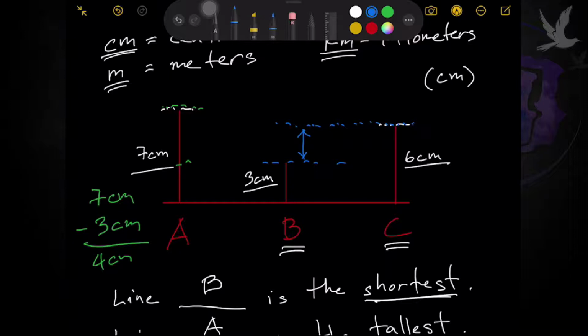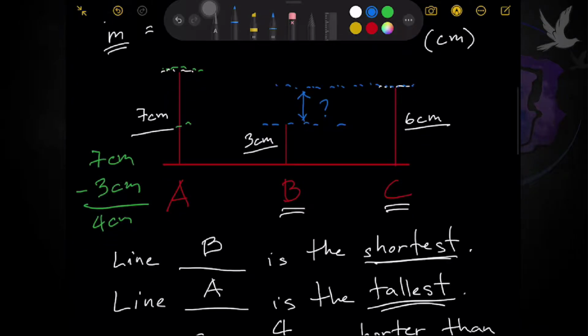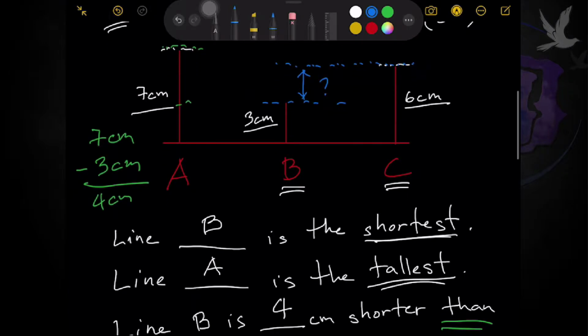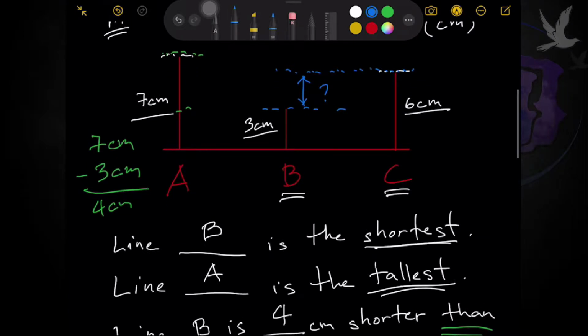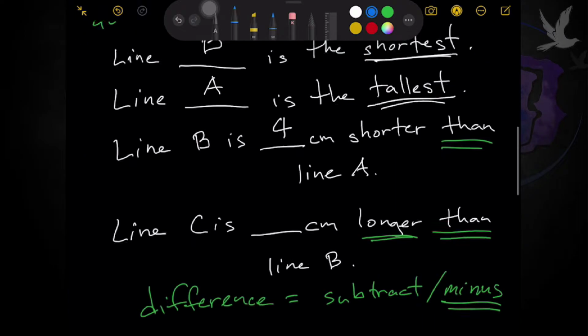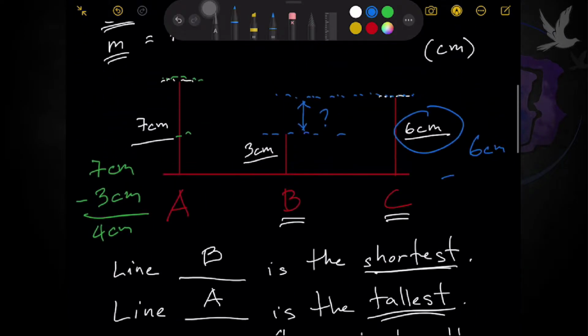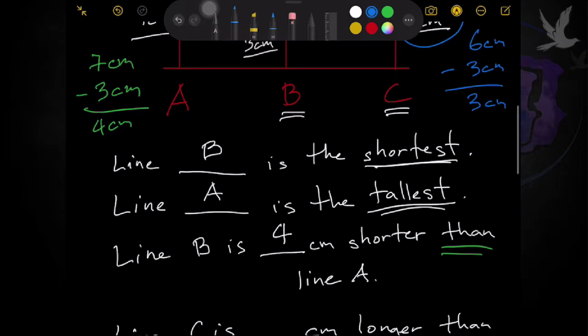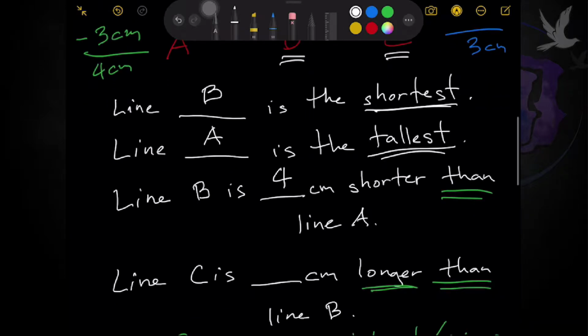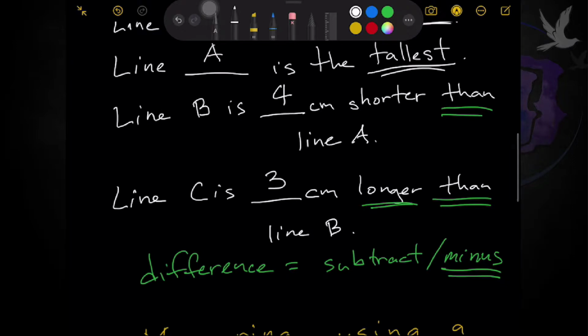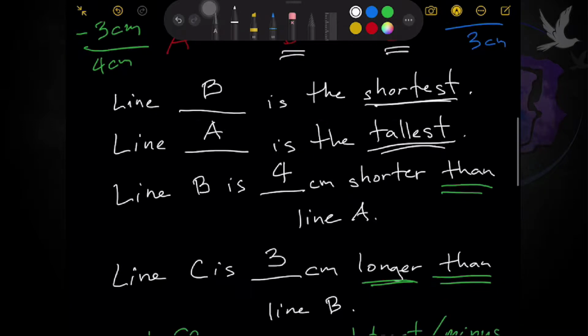So, gaano nga ba kahaba to? Then again, just the same thing as what you did earlier. Take the greater value, which in this case is 6 centimeters because it's line C and this is the value of line C. So, that's 6 centimeters minus, syempre, yung line B, which is 3 centimeters. 6 minus 3 centimeters will give us 3 centimeters. So, which gives us the final answer of 3 centimeters. So, it means that line C is 3 centimeters longer than line B. Okay, so that's how you do this basically.